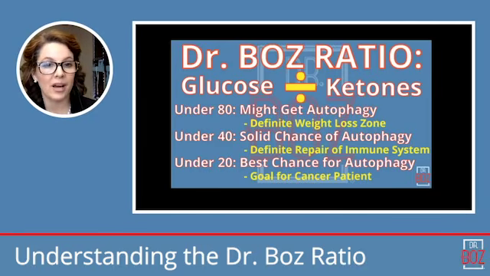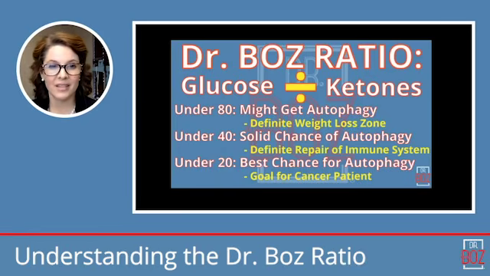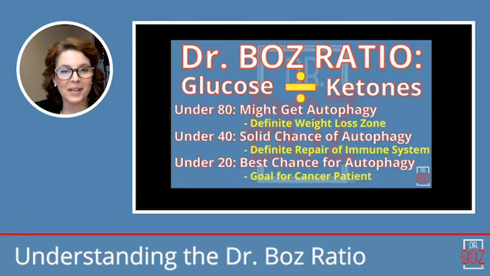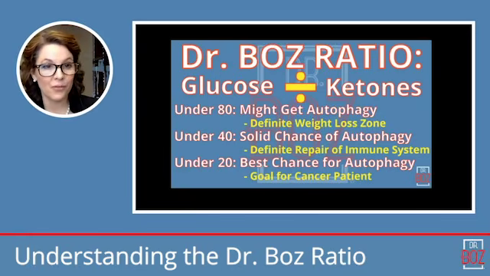If you kept that under 80, we were pretty sure anybody under 80 would get weight loss, but you might get autophagy, and that's a topic for another day. But if you got your Dr. Boz ratio under 40, there's a pretty solid chance of autophagy, and definitely a place where the immune system is being stimulated. I call the under 20s my critical care patients. An example of that would be a cancer protocol. Using it for seizures is another place. And we're really confident that you're getting into autophagy when you get that Dr. Boz ratio under 20. But what you are spared from is the several layers of math that was required to get patients in the right zone.